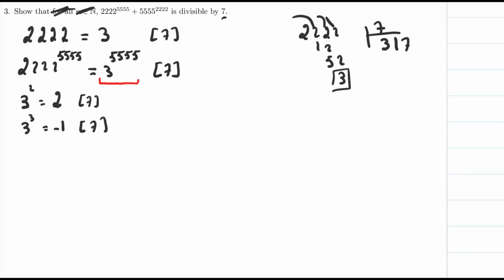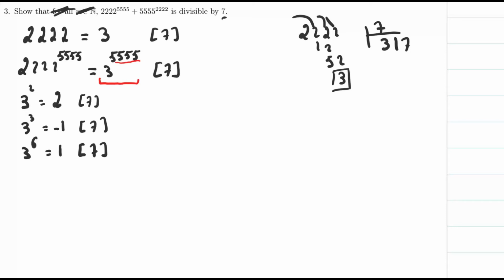Now I can continue by multiplying by 3, or I just realized that I can square both sides and get 3 to the power 6 is 1 modulo 7. Okay, good. Now I'm raising 3 to the power 5555, and I know 3 to the 6 is 1. So I want to write this exponent as something times 6 plus some remainder.